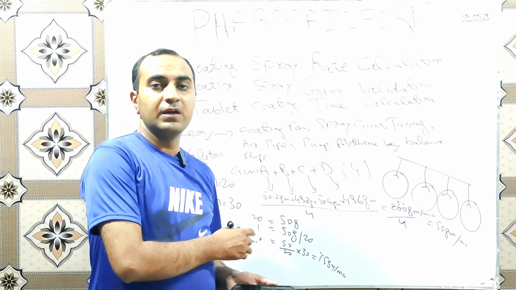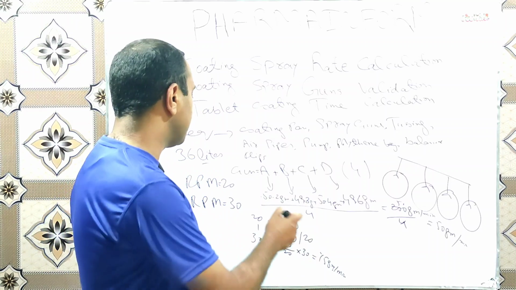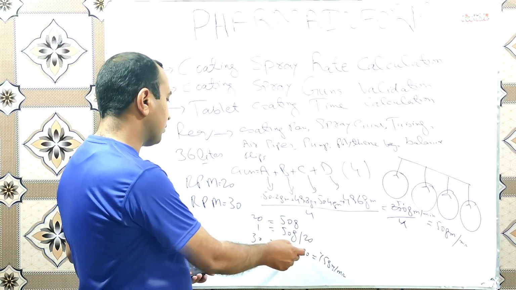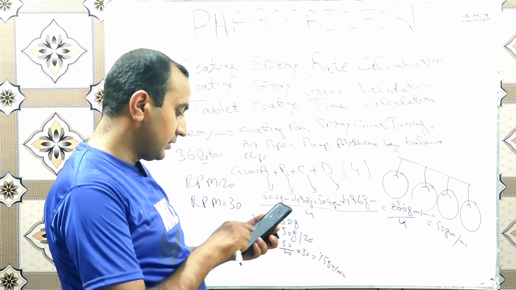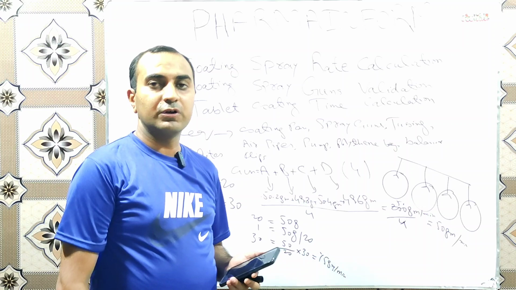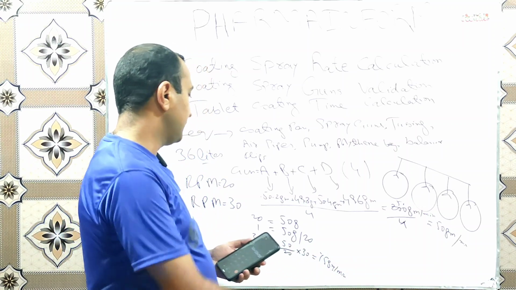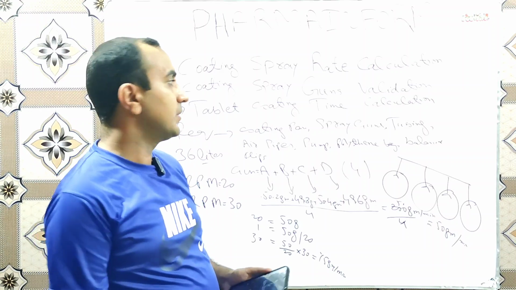In the same way, if you want to increase the RPMs, meaning at 50 RPM, you can calculate 50 over 20 into 50, and the answer will be 125 gram per minute. So you can validate your spray rate at different RPMs.